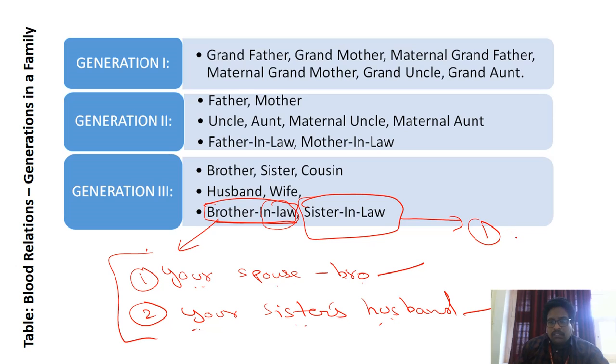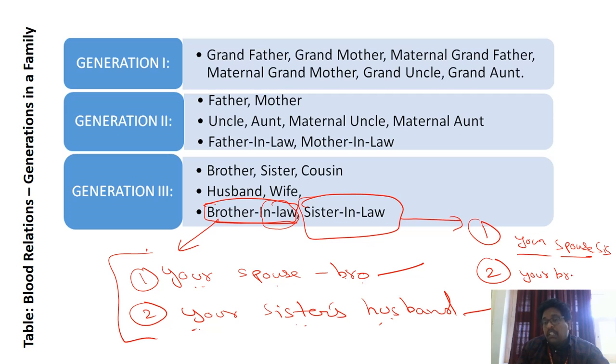So sister-in-law means your spouse's sister. So your spouse, here I am not mentioning any gender. If you are a male, your husband's sister. If you are a female, your wife's sister. Clear? So spouse's sister is your sister-in-law. And next one, what would be the next one?